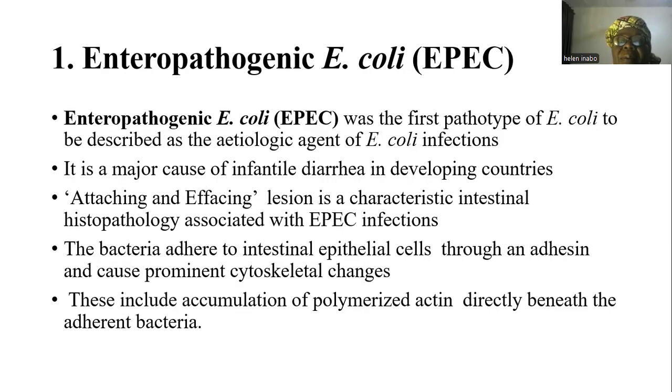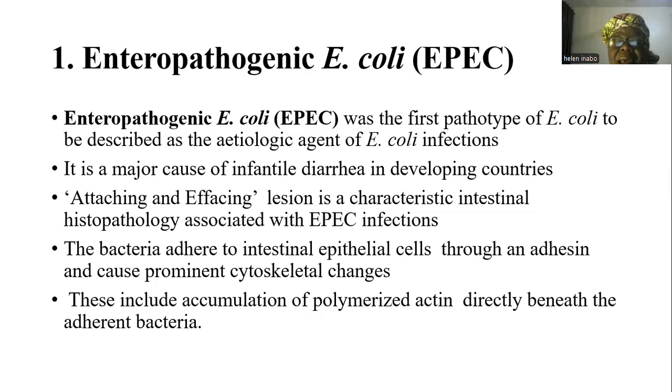The first pathotype to be discussed is enteropathogenic E. coli. Enteropathogenic Escherichia coli was the first pathotype to be described as the etiological agent of E. coli infections. It's a major cause of infantile diarrhea in developing countries. And the major characteristic intestinal histopathology associated with enteropathogenic E. coli is the attaching and effacing lesion.